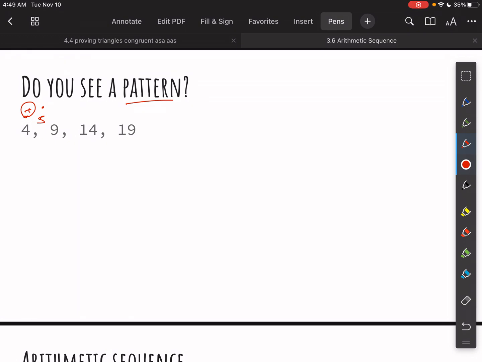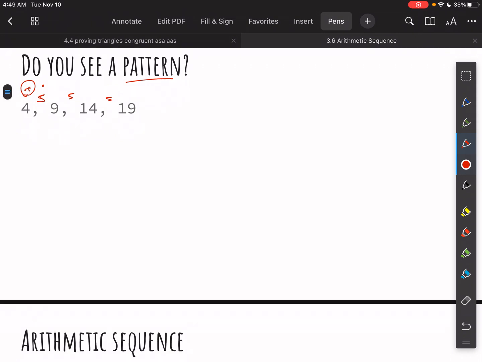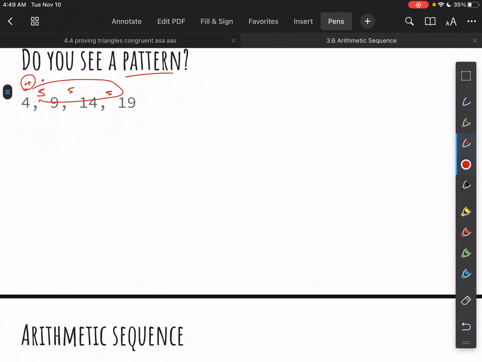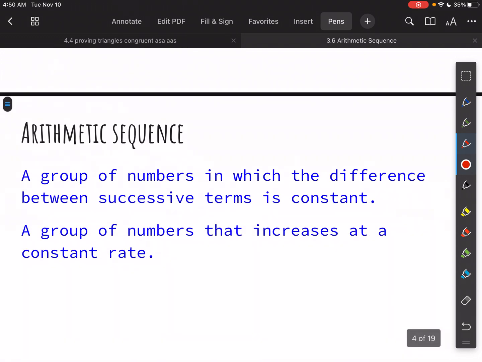Let's see if the same thing holds up for the next one. 9 plus 5 is 14. 14 plus 5 gives me 19. So the pattern here, hopefully, that you saw was we're going up by 5. So counting by 5s, starting with a 4, though. Okay, so an arithmetic sequence is a group of numbers in which the difference between successive terms is constant. Each time we go from one number to the next, if that number stays constant, we're dealing with an arithmetic sequence.